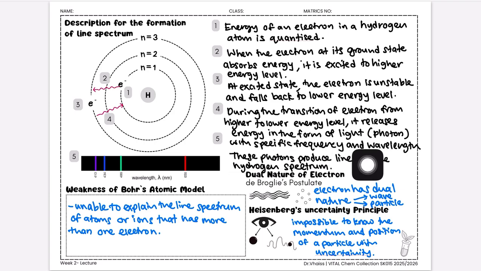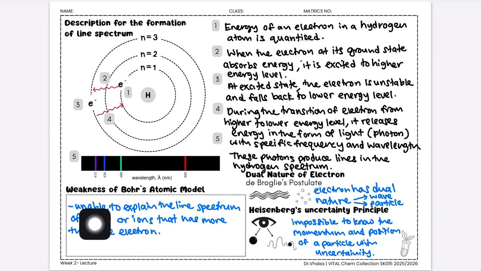And this photon has a specific frequency and wavelength. We have discussed this in class. Due to this particular property only, we were able to detect it on a line spectrum. So these photons now produce the lines in the hydrogen spectrum. So for example, if the question is asking you to describe the formation of line spectrum for a hydrogen atom, you should be able to reproduce this.